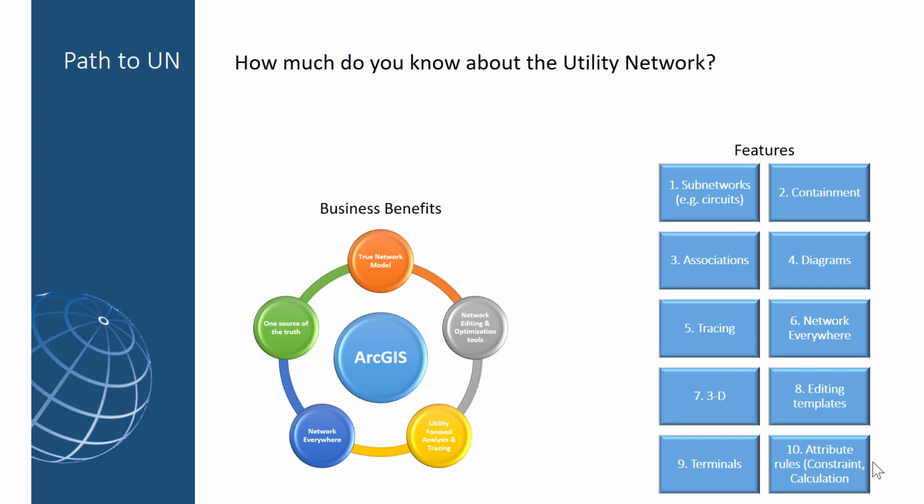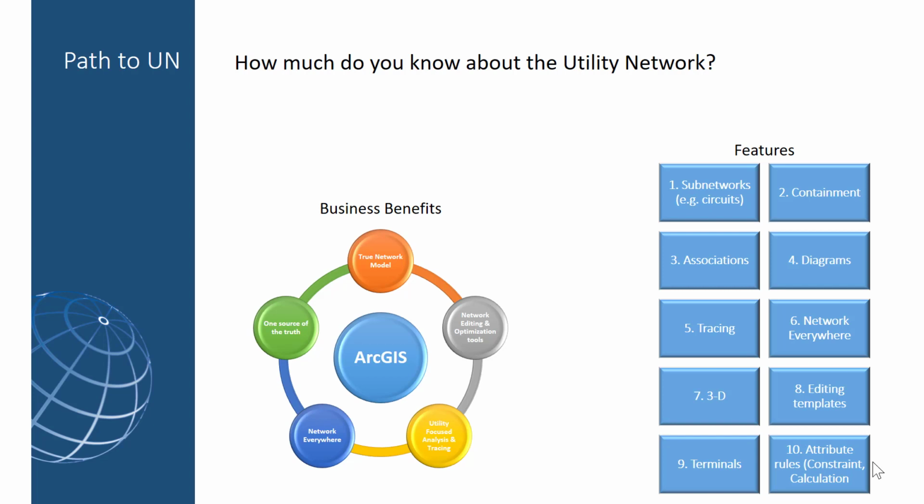So I think the first place that I would recommend starting is really to understand more about the utility network, what it is, what it means. I look at it from two different perspectives. One is the features and the functions: what is a subnetwork, containment, and associations? But I think more importantly, I put more value on looking at the business benefits for the organization, right? So what do those feature functions mean? How can they optimize the way your organization leverages the geospatial platform to do day-to-day activities?